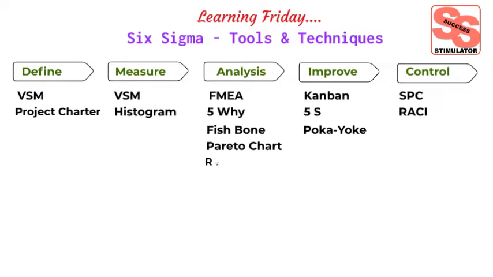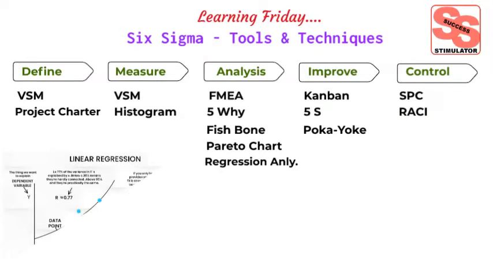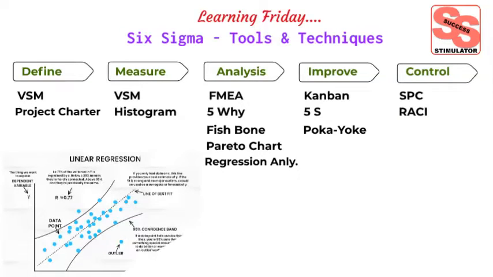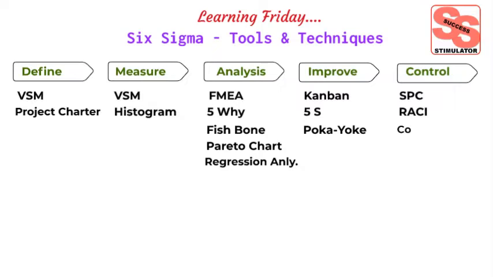Next one is Regression Analysis. It is a statistical technique that explores the relationship between dependent and independent variables. It allows businesses to understand how changes in the independent variables influence the dependent variable and make predictions based on this understanding. Next one is Control Chart. The control chart is a graph used to study how a process changes over time.